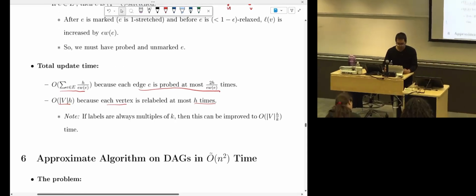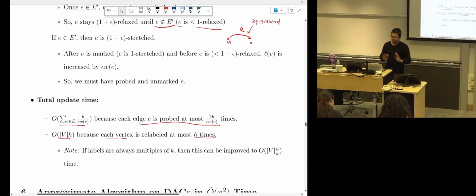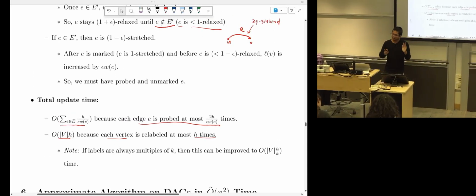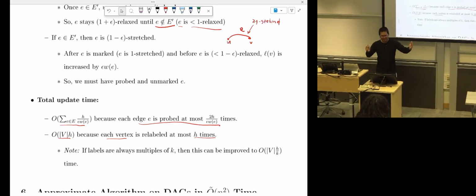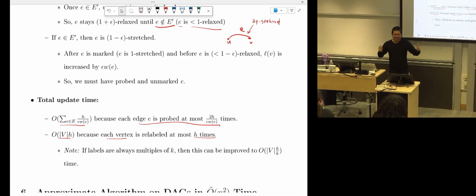So with this, we basically now see that under label increase, you can still maintain tight edges approximately within plus 1 minus epsilon, plus minus epsilon.